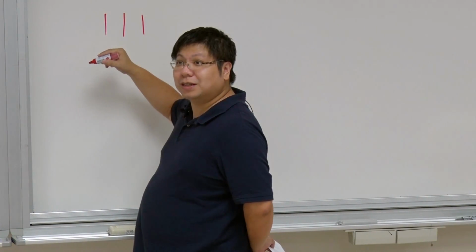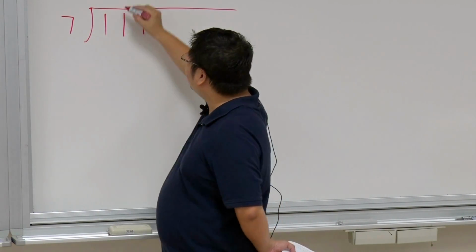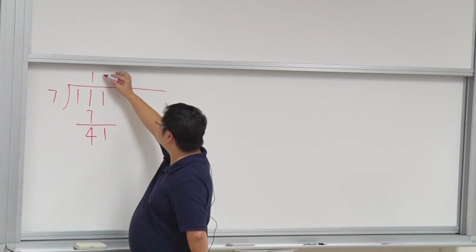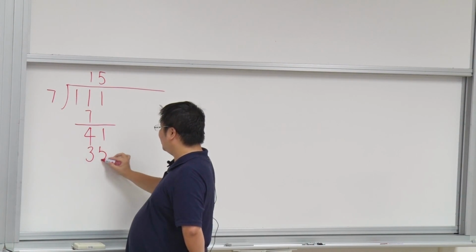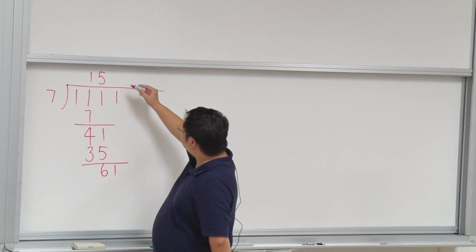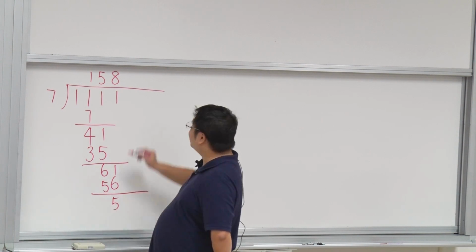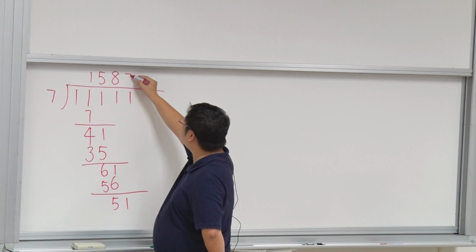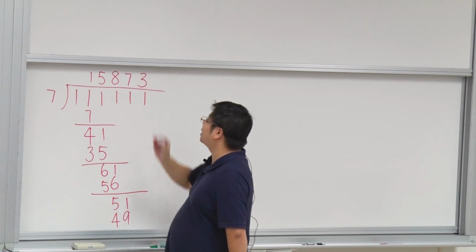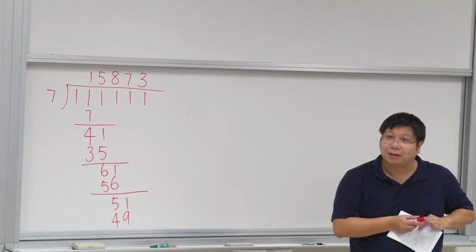Let's use the long division method to see how many ones we need. 7 times 1 is equal to 7, you have 41. Then 7 times 5 is equal to 35. Still not okay, so let's have another 1. So it is 61. 7 times 8 is 56, so you have 5. Still not okay. Let's have a 1. 7 times 7 is equal to 49, so the remainder is 2. If I have another 1 here, then finally we find the number 111,111, and it is divisible by 7.